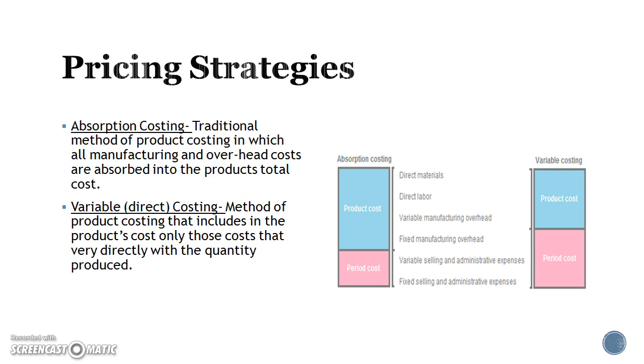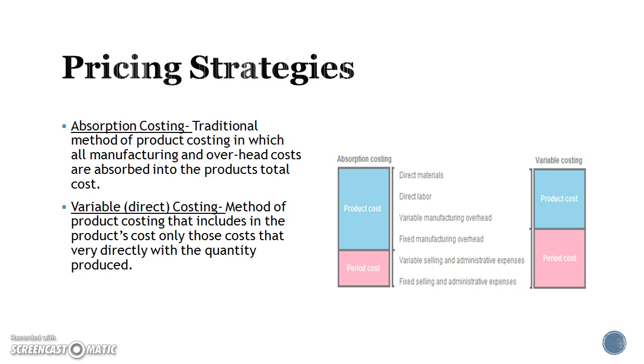The traditional method of product costing is called absorption costing, because all manufacturing and overhead costs are absorbed into a finished product's total cost. Absorption costing includes direct materials, direct labor, plus a portion of fixed and variable factory overhead in each unit manufactured.